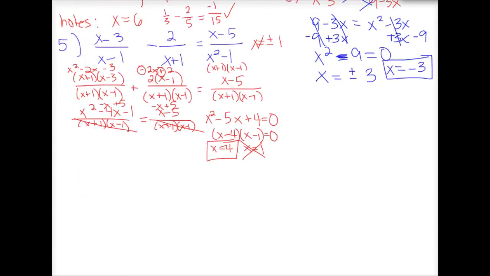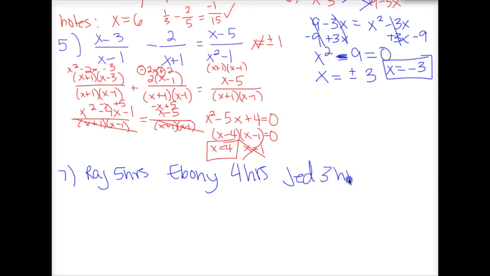All right. Last one, number 7, where you had the work problem. It gave you the information and said that Raj took 5 hours to complete the job, Ebony took 4 hours, and Jed took 3 hours. So Raj, Ebony, and Jed are all working together, and it wants to know how long it would take them all working together to complete the job.